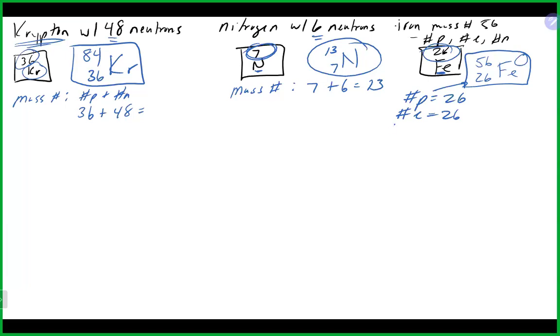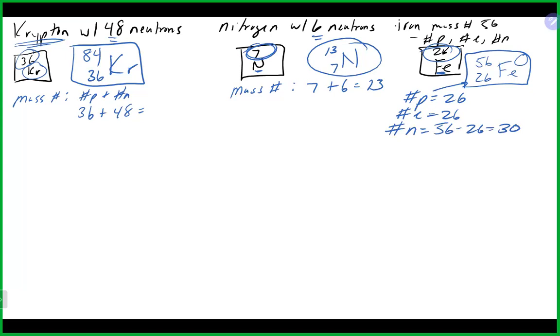And our number of neutrons in this case would be our mass number of 56 minus our atomic number of 26, which is 30. So if any questions on how to write the symbols, figure out protons, electrons, neutrons, figure out mass number, atomic number. Obviously, you need to be able to do that.